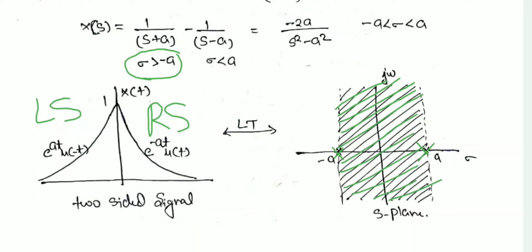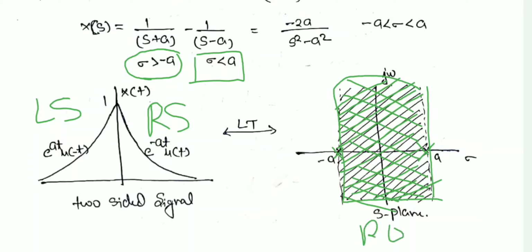Okay, and for the second signal, sigma should be less than a, and this common ROC from minus a to a is the common ROC of both combinations of this signal. If this common ROC is not possible, if the common of the two signals is not possible, then ROC is not possible. Therefore, for that type of signal, the Laplace transform cannot be defined.